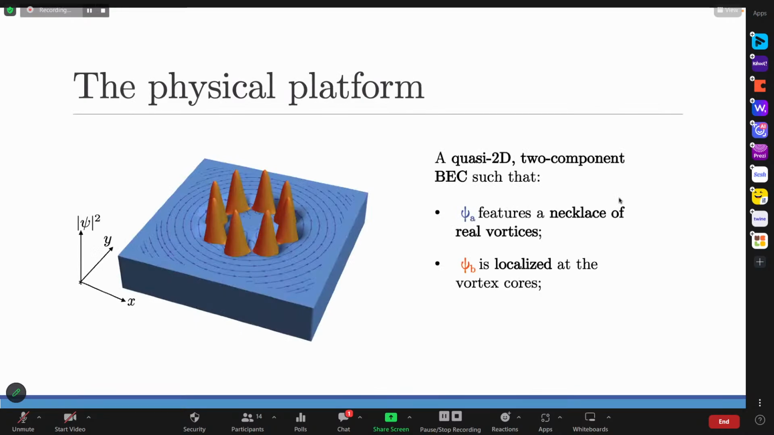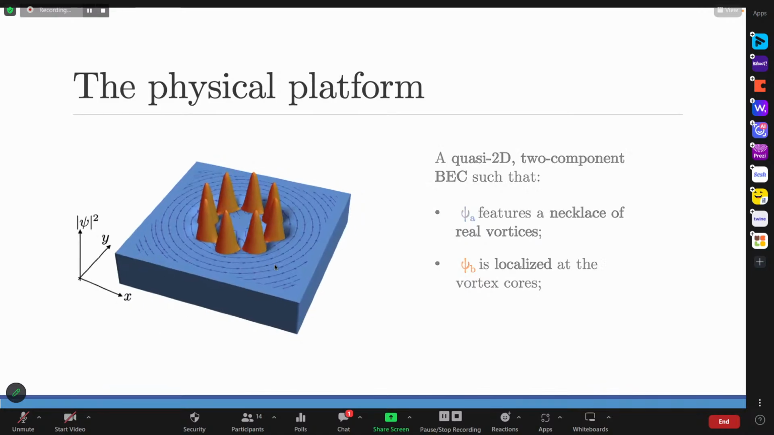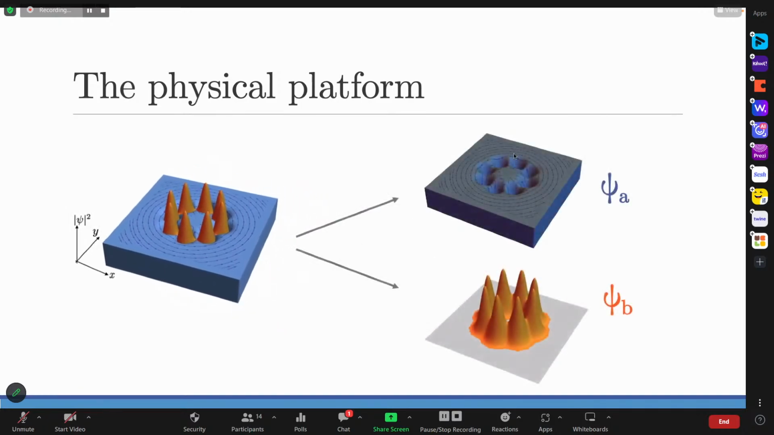This is the platform on which we focused to carry out our study. It's a quasi-two-dimensional, two-component BEC, such that Psi-A, the majority component, features a necklace of real vortices, and Psi-B is localized at the vortex cores. So indeed, we are talking about two different wave functions. Psi-A is the majority component and is a vortex necklace, and Psi-B is just an array of quasi-Gaussian peaks.